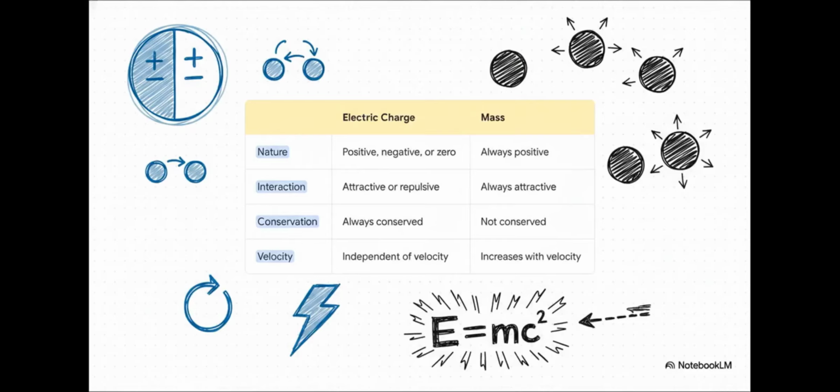But charge, it's a whole different ballgame. It can be positive, negative, or even zero, which means it can push and pull. And this is huge. In a closed system, charge is always conserved. You can't create it or destroy it. Mass, though? Well, as Einstein famously told us, you can turn mass into energy.